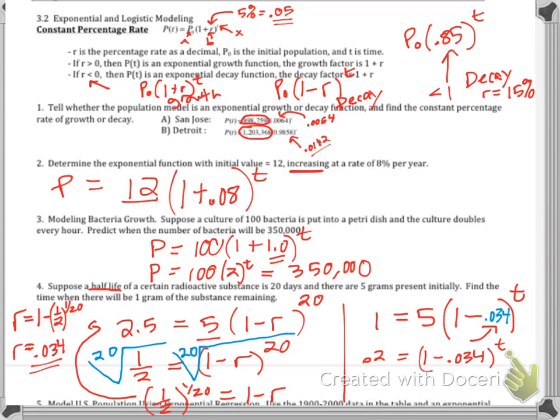Remember, get rid of that constant. 1 divided by 5 is 0.2. Log both sides, pull the t out front on the right, and now we just divide both sides by that log of 1 minus 0.034, and there's our t. Just divide those two with your calculator and you will get a time.